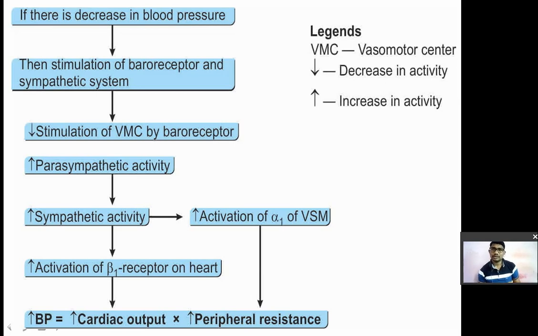In both cases your heart gets stimulated, your heart will contract faster, your heart rate will increase. Cardiac output will increase, and ultimately blood pressure will increase. Again, your peripheral blood vessels will be contracted, and that will also contribute to the increase in blood pressure. That means your sympathetic nervous system is responsible for the increase in blood pressure, with release of adrenaline and noradrenaline. So that is also responsible for the increase in the blood pressure.